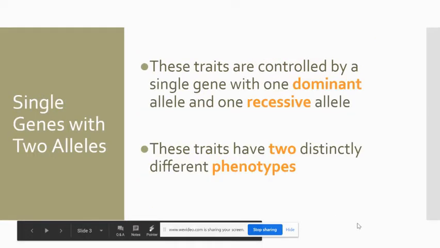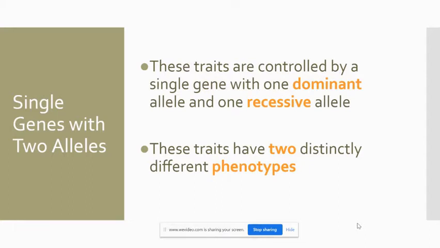So a single gene with 2 alleles, these are traits that are controlled by a single gene with 1 dominant allele and 1 recessive allele. So depending on the combination of those 2 alleles, you're going to have 2 distinctly different phenotypes, or those visible traits, visible characteristics. Okay? So again, when we practiced our Punnett squares and we looked at the fur color of a rabbit, if they had the dominant alleles, they had black fur. If it had the recessive alleles, they had white fur. So there were only those 2 different color combinations that could result because of those single genes. Okay.